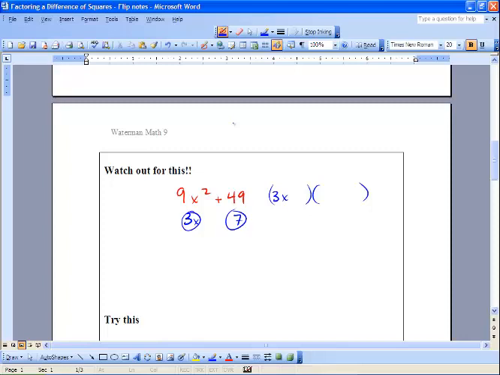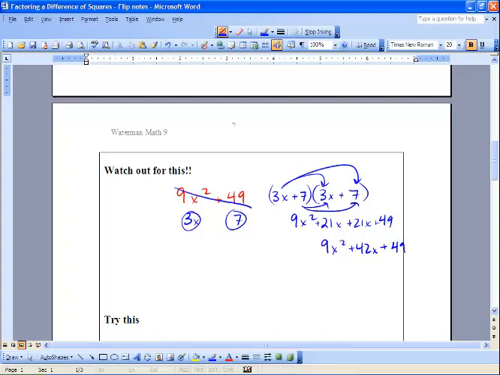We get 3x and 7, 3x and 7. Now we'd put pluses in, and we'd FOIL these out, and we'd get 9x squared, then 21x, then another 21x, and then 49. If we add our like terms together, we get 9x squared plus 42x plus 49. We do not get our answer. We cannot find the factors of difference of squares if we don't have a minus sign.